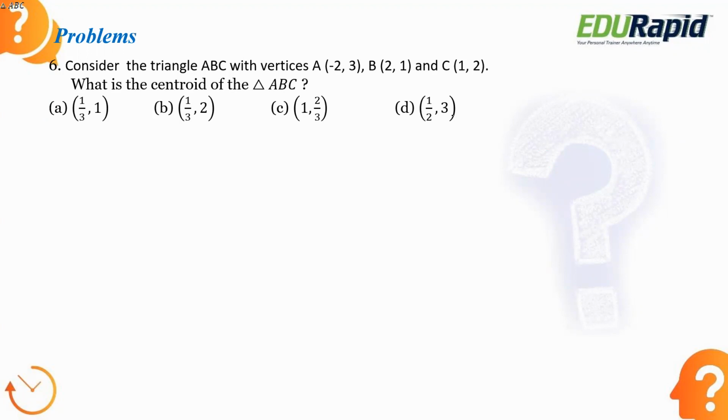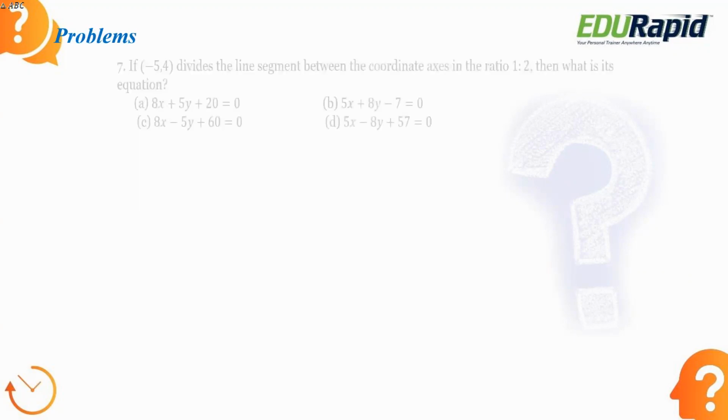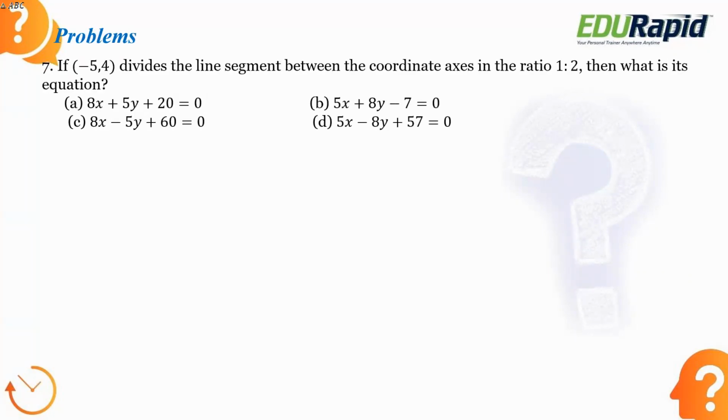Please be very, very thorough with the formula so you can solve all the problems that come from this particular part. Including both, you will get around 5 to 7 problems in your NDA paper. It's very easy to tackle. Please remember the formulas. So if minus 5, 4 divides the line segment between the coordinate axis in the ratio 1:2, then what is the equation? How do we find this?